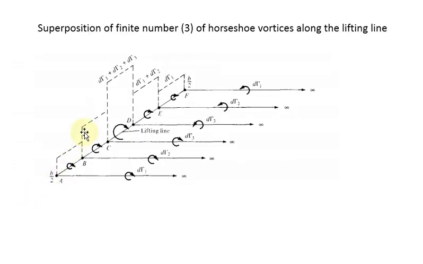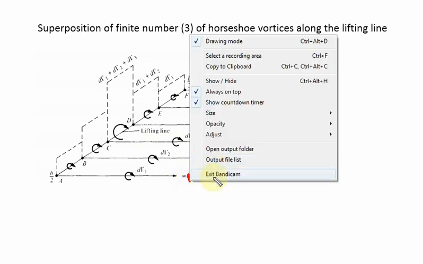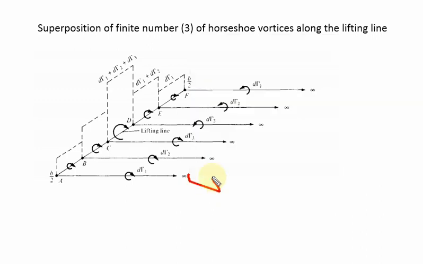Okay, the problem will be solved by superimposing many horseshoe vortices. For example, here you can see three horseshoe vortices. I am just giving them names. This is horseshoe vortex number 1, this is 2, and this is 3.